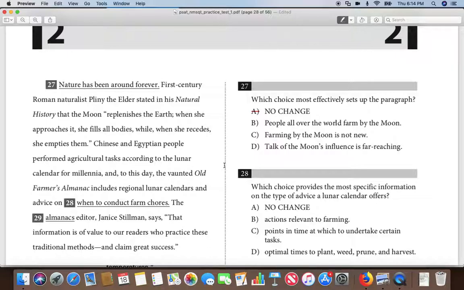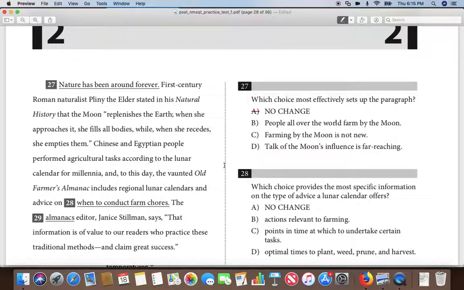All right, let's try answer choice B. People all over the world farm by the moon. Okay, does that effectively set up a paragraph? I think so. Looking at the paragraph now. It's not bad. Do you guys have any thoughts? Blaze or Ava? It does illustrate a good introduction to how the paragraph talks about the moon as well as farming later in the passage. Okay. So I wouldn't eliminate it yet. Let's keep it.